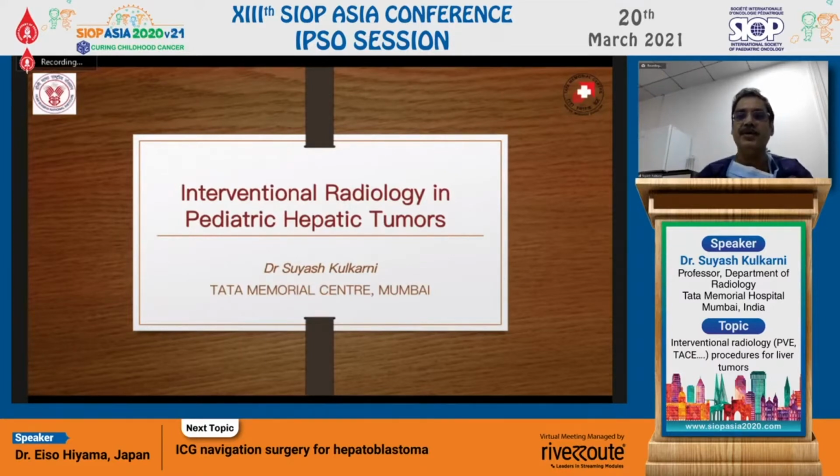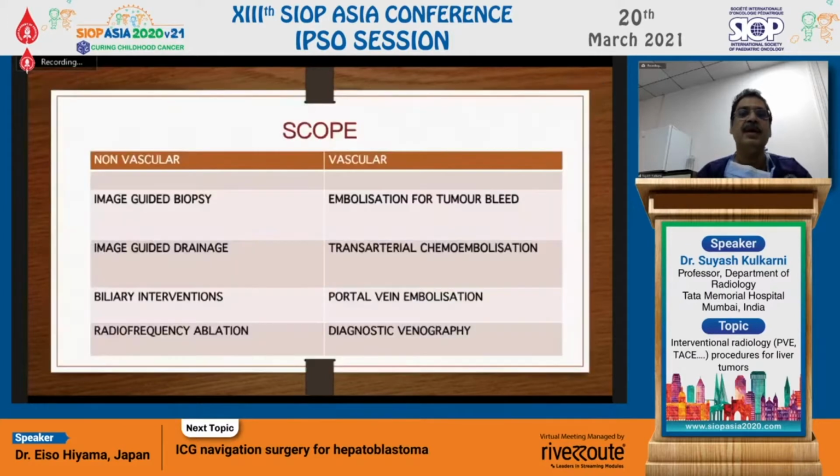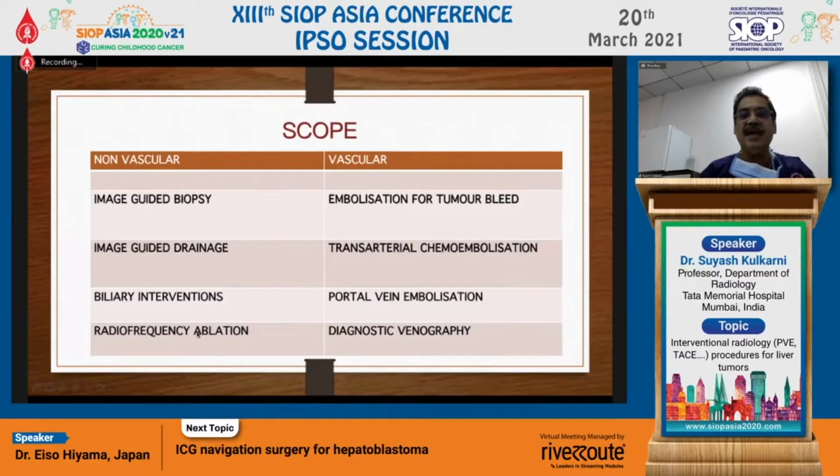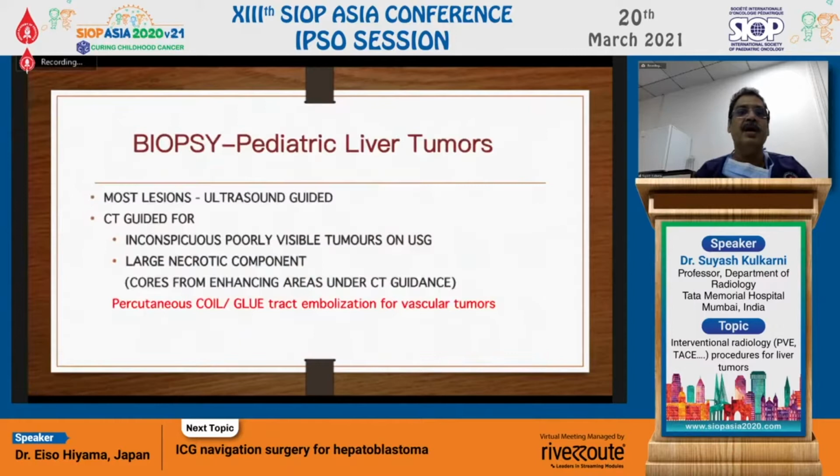I'll share our experience in intervention radiology for pediatric hepatic tumors. I will describe some of the procedures that we do for hepatic tumors and for the hepatobiliary system as such. For the liver, we do vascular and non-vascular procedures. In the non-vascular, it is essentially the biopsies, the various drainages, biliary interventions, and ablative therapies. And the vascular, it is more of embolizations, chemoembolizations, portal vein embolization, and sometimes the diagnostic venography.